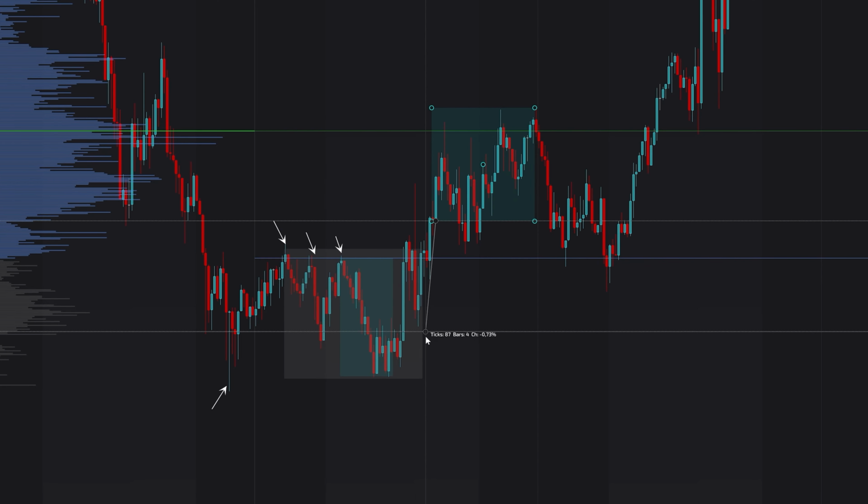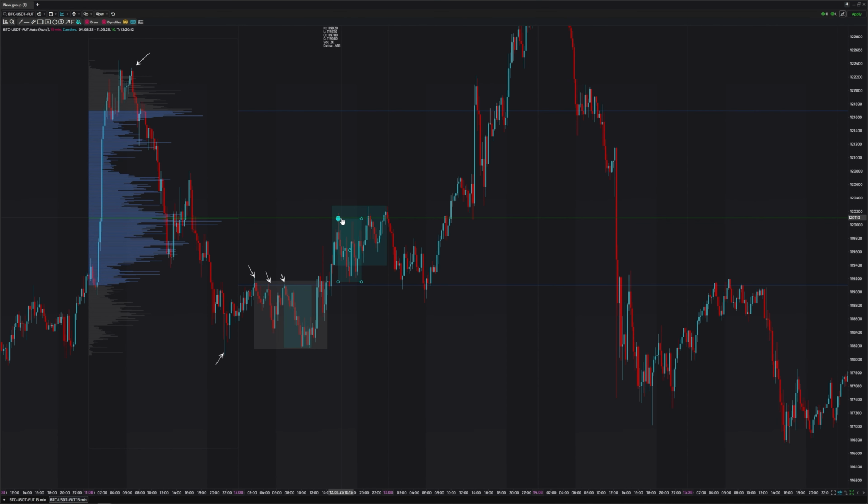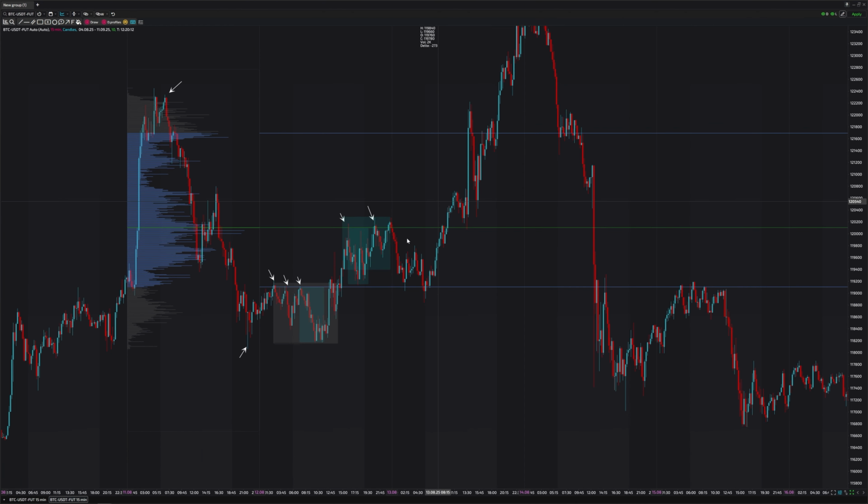This could have been a potential trade. For example, a 1-to-1 risk-reward setup was achievable here. Again, from the previous day's POC, we see another price reaction to the volume area.